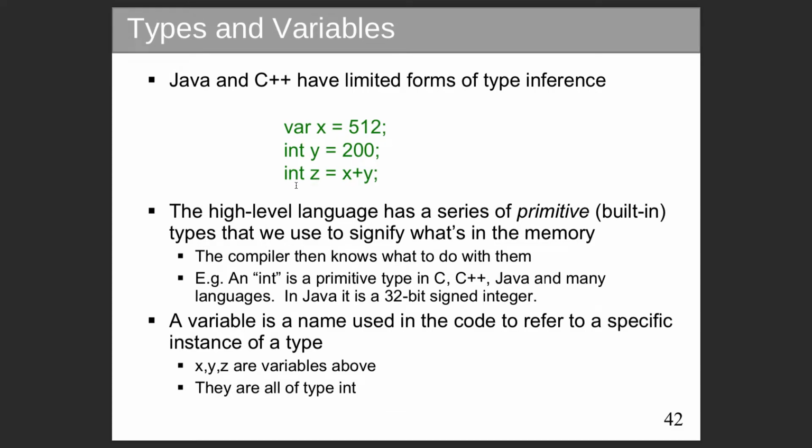So in ML, you got used to this idea of type inference, and it was really cool because you didn't have to type out all of the types of all these different things. It's also really cool because in exams, we can ask you what the types of things will be. Java and C++ have very limited forms of type inference. In Java 11 onwards, you can write var x equals 512, and Java will work out that you meant int for that. That kind of saves you a bit of typing.